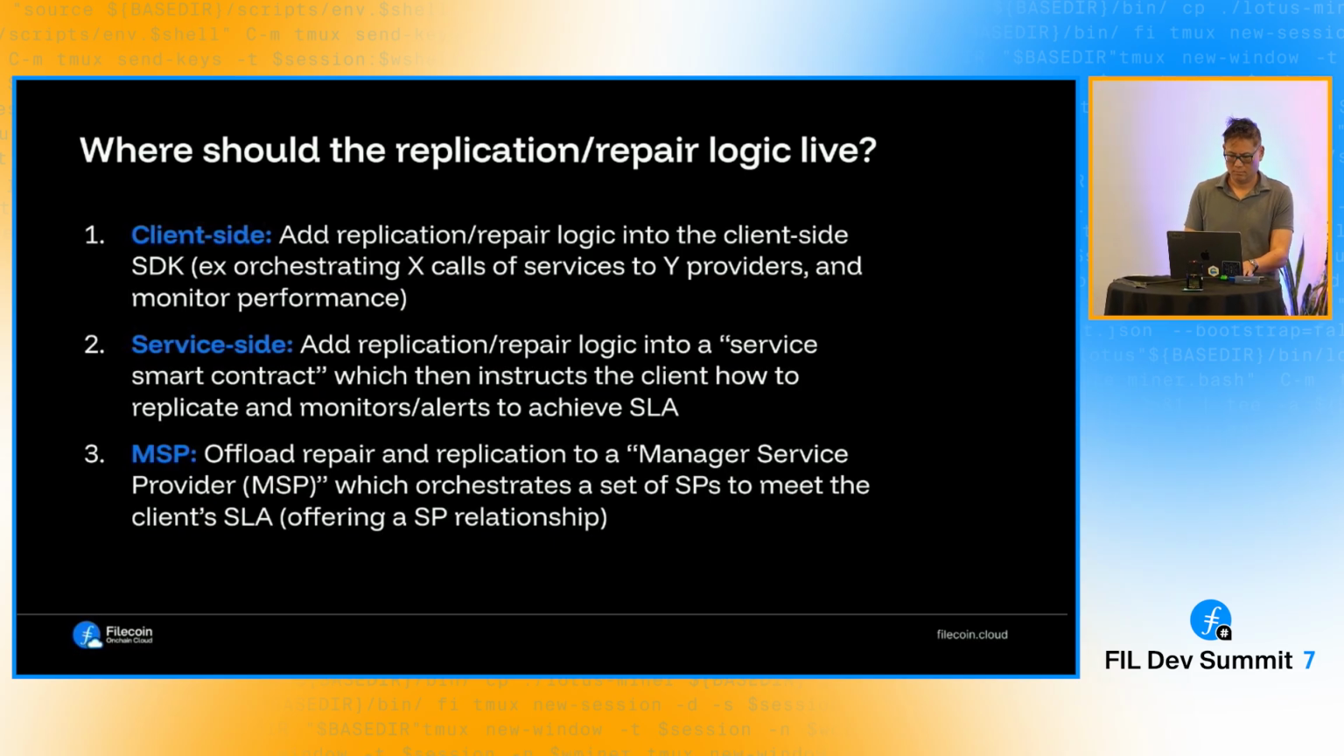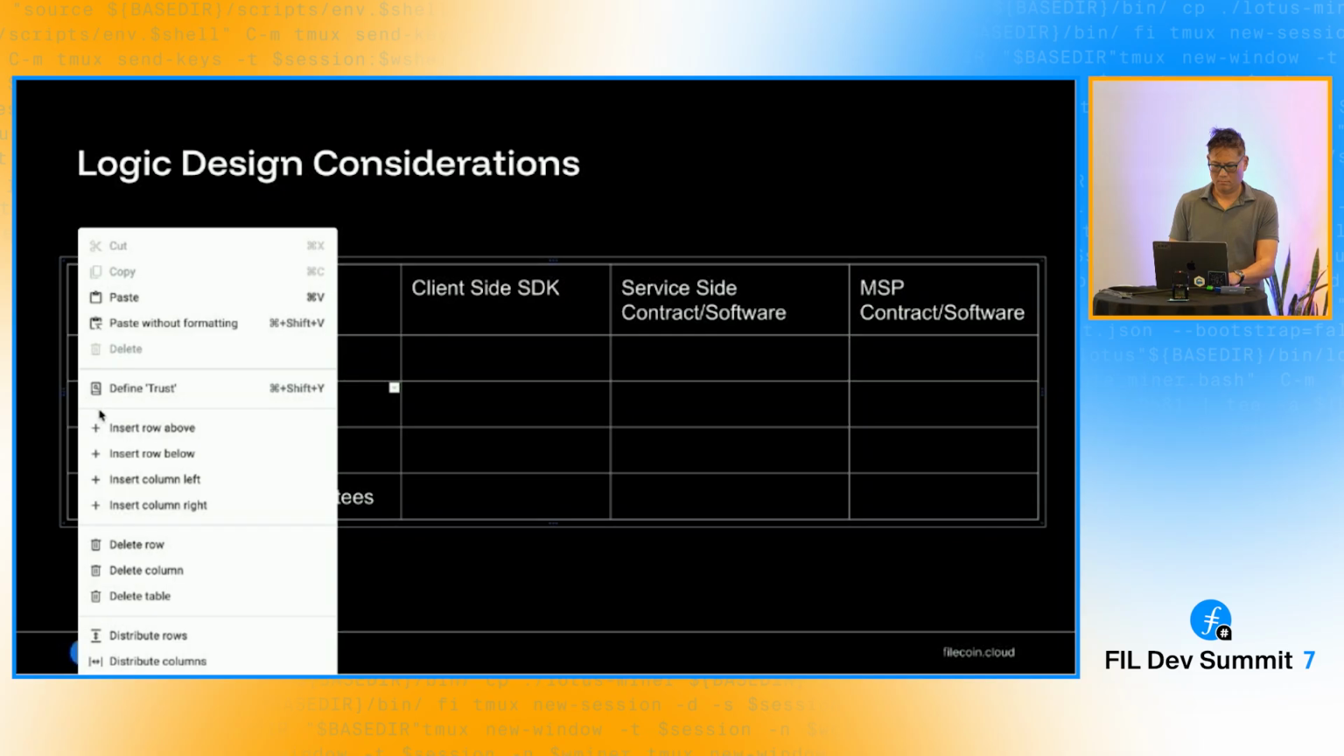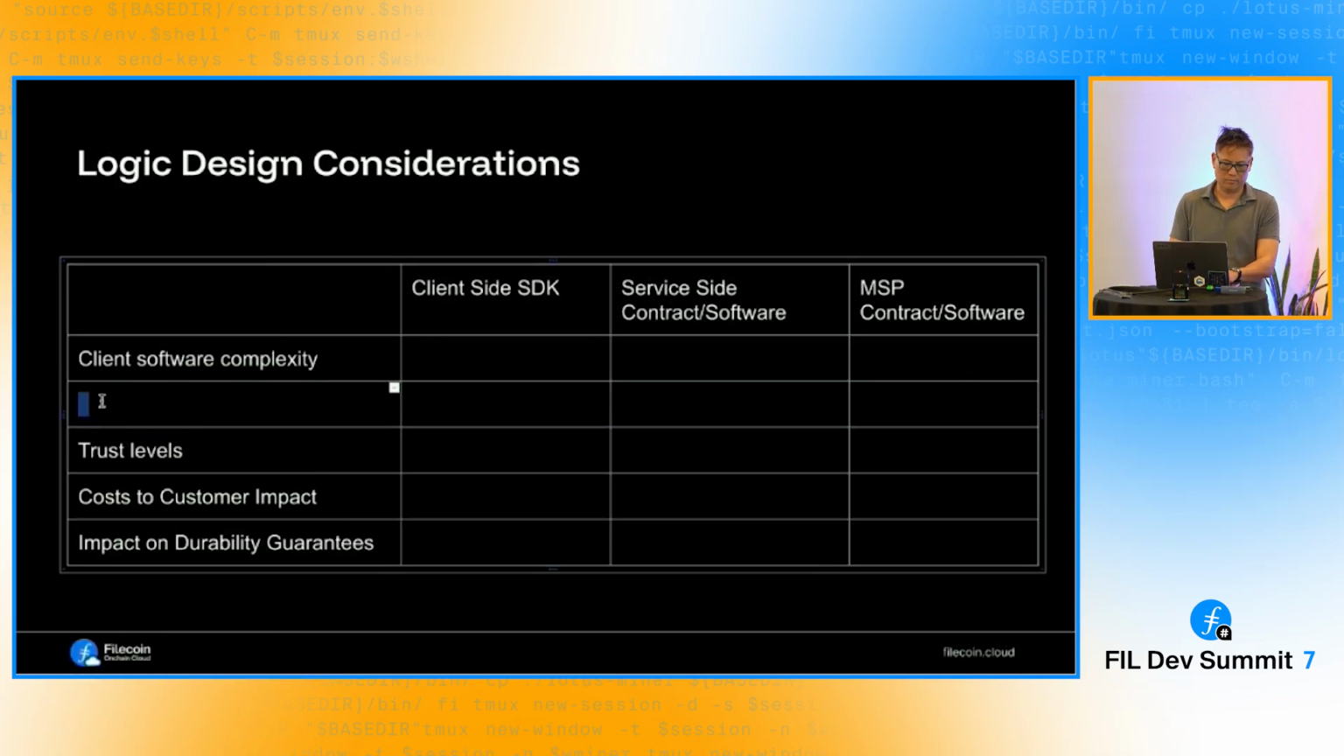The MSP option gives you a layer of modularity, indirection, where you can have multiple different MSP operators, which are then implementing different types of repair logic. You can still have an MSP that is the entirely smart contract service side. However, you could have N MSPs that are all operating as aggregator layers on top of a specific repair and replication logic, with a set of underlying service providers that they are monitoring and replicating across.